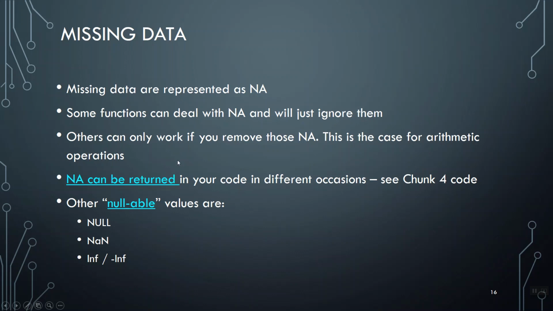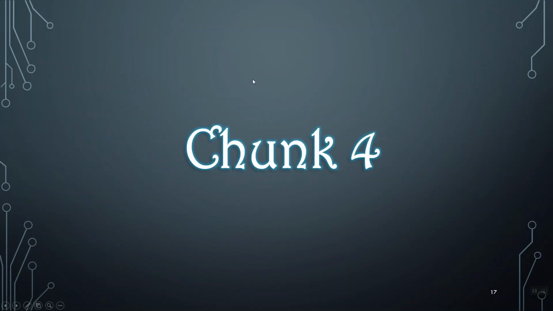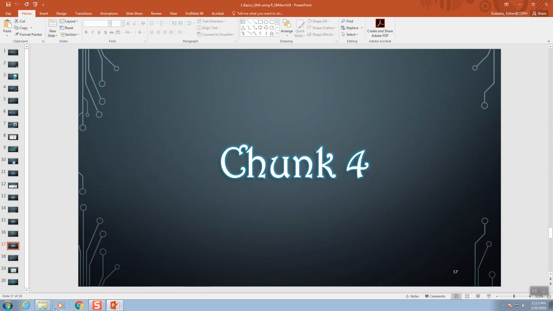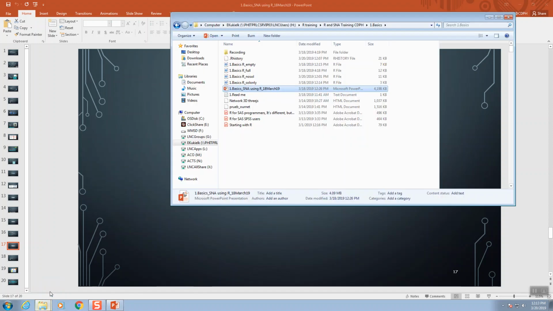And then there are a lot of other different things that you can do in R where R is going to return NAs, and we're going to see some examples of that. There are other nullable values that are NULL, NaN, so not a number, or infinite or minus infinite, for example, if you're trying to divide something by 0, things like that. So we're going to go to chunk 4 in our data set.